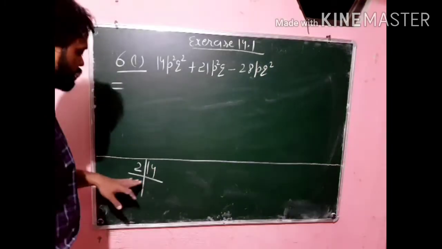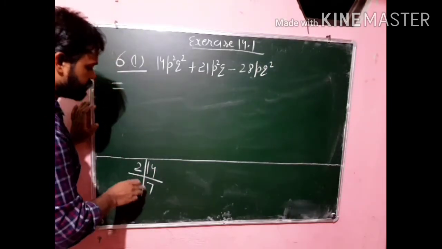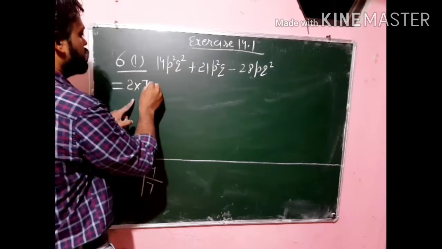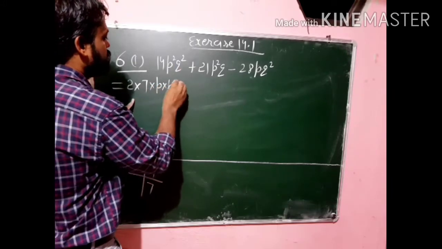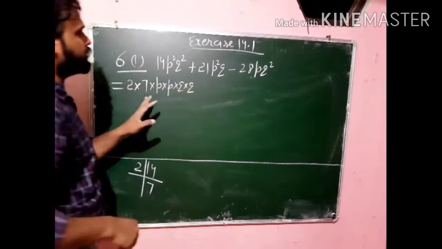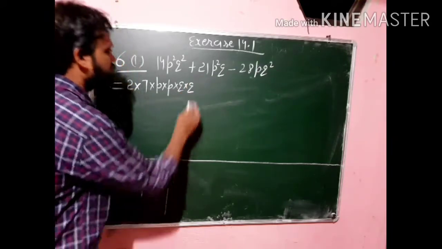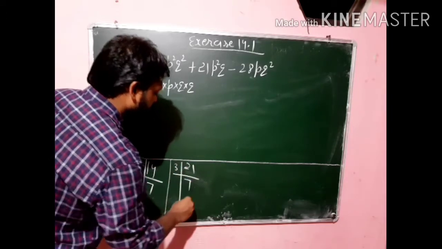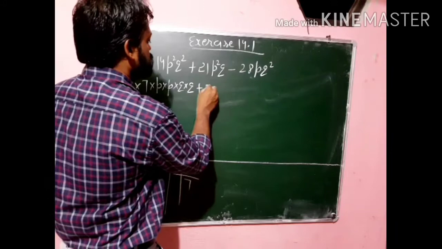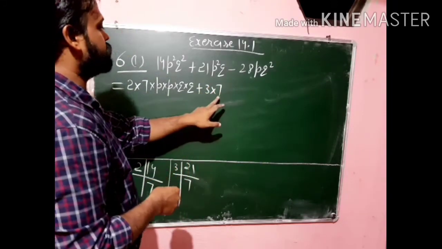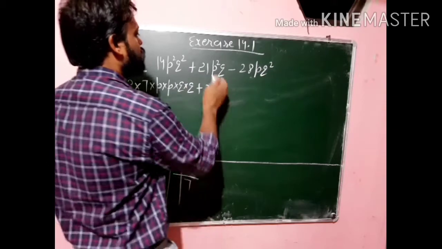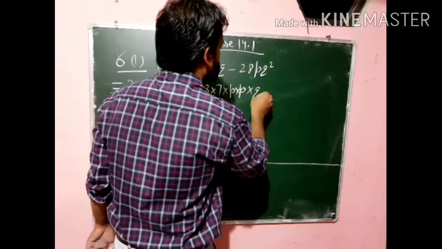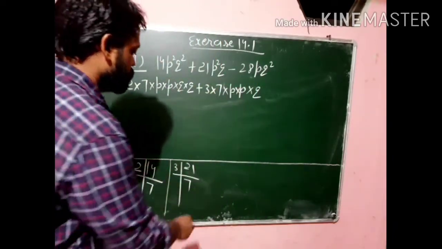What are the factors of 14? You can see this divides by 2, so it becomes 7. So these are the two factors of 14, 2 into 7. And of course here is p square, so write down p for 2 times, and also q square, write down this q for 2 times. Okay, now in the next case here is 21, so make the factors of 21 also. 7 3s are 21, so write down here 3 multiplied by 7. And now p square, write down p into p, and of course the power of q is only 1, so q remains as it is.